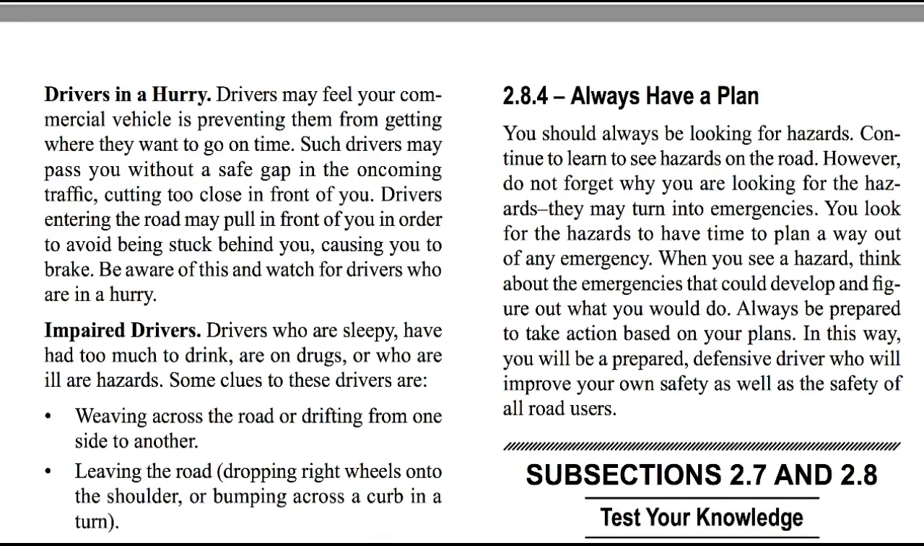Always have a plan. This is important. You should always be looking for hazards. Continue to learn to see hazards on the road. However, don't forget why you are looking for hazards. They may turn into emergencies. That's why you're looking for hazards, because they may turn into emergencies.